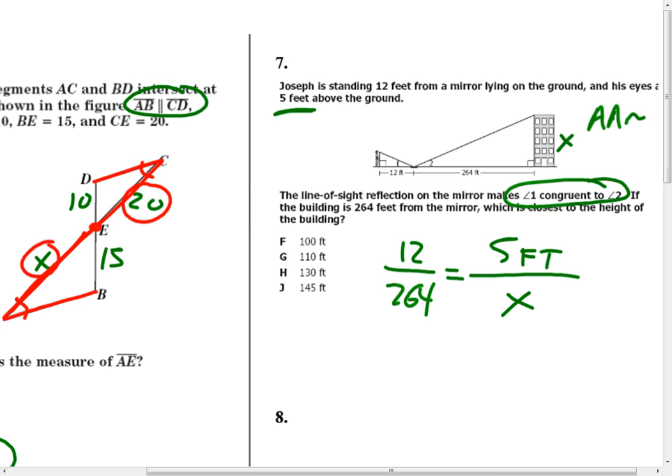Let's see, is 5 more or less than half of 12? That's less than half of 12. So I would expect the answer to be less than half of this. Half of this is about 132. So I know the answer can't be that. This is probably too low. Is it 130 or is it 110? Is it 110?